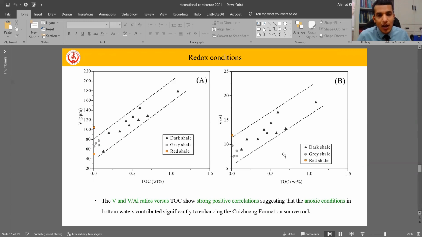So, how is the contribution to the organic matter enrichment for the redox conditions? As we said, the redox conditions were anoxic, and they showed a very strong positive correlation with TOC. This indicated that the anoxic redox environment contributed to the enrichment of the organic matter of the Yuncheng Formation dark shales.